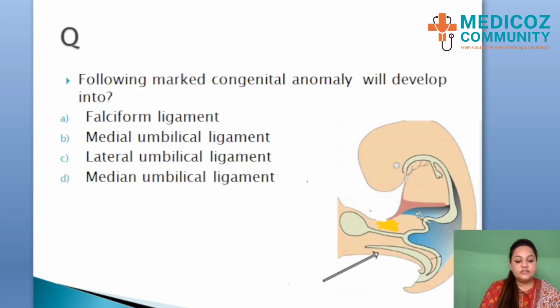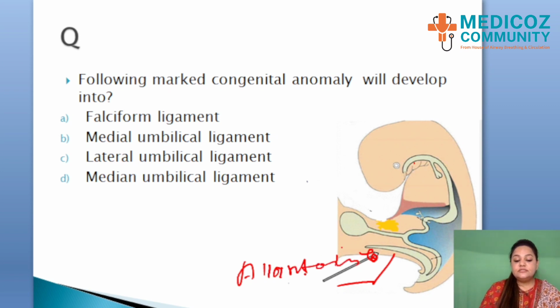Now we have the next question, which is again from the embryo here. So here the following marked congenital anomaly will develop into. So here this structure is marked here. So here you can see this is the craniocaudal folding of the embryo. This is the foregut, midgut and hindgut here. So from the hindgut here, we have the extension, which is called the allantois.